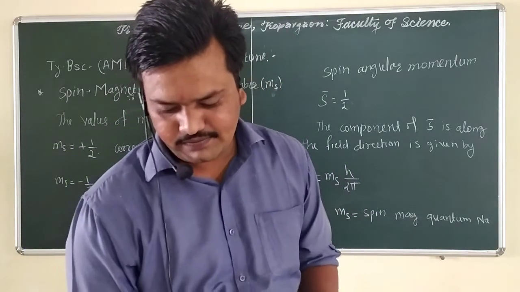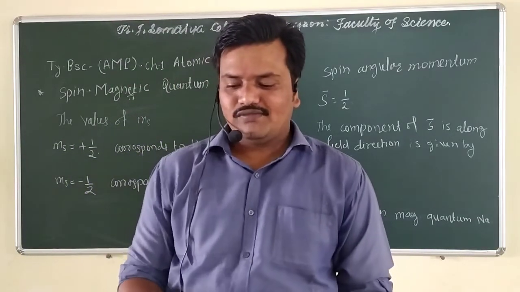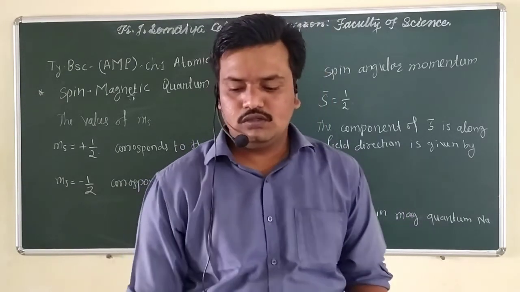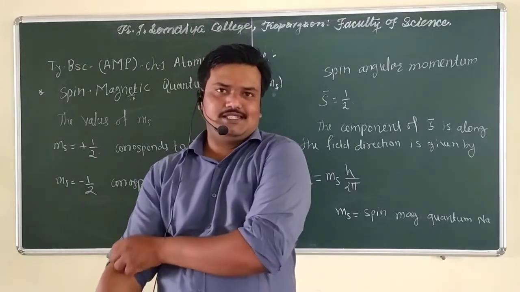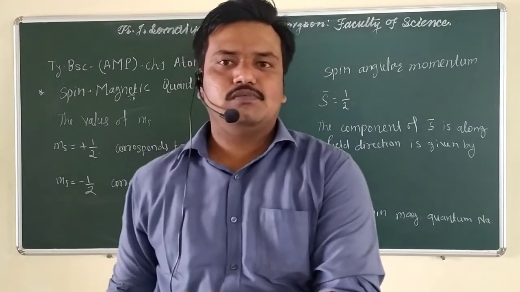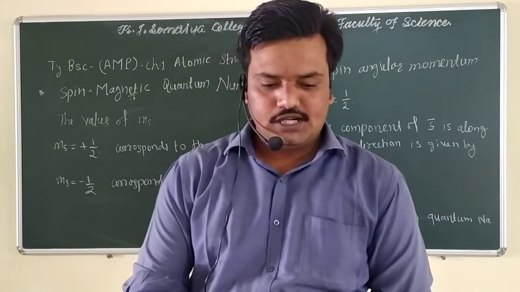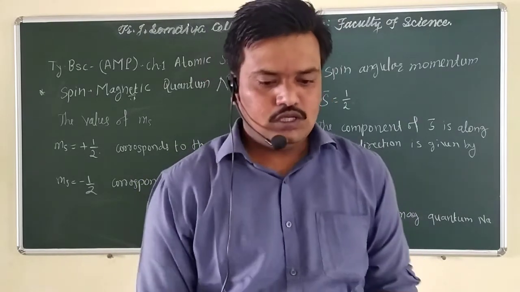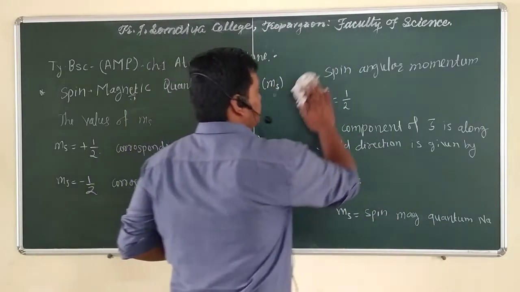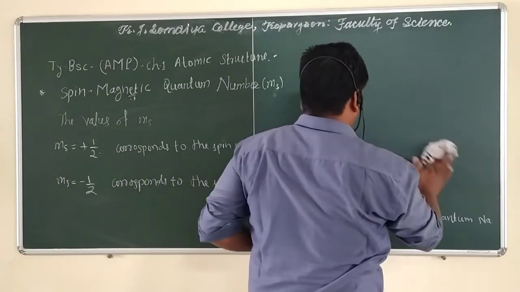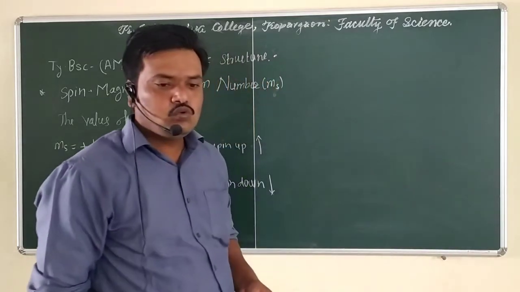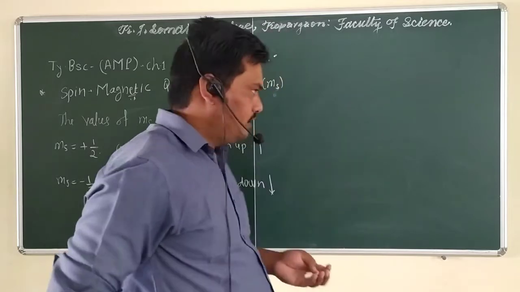So the next figure represents the vector diagram for two allowed orientations of the spin s. You have to know that there are two orientations, that is ms is equal to plus half and ms is equal to minus half. So this gives the space quantization diagram, that is the orientation of the spin value. So that is two possible orientations of S bar.